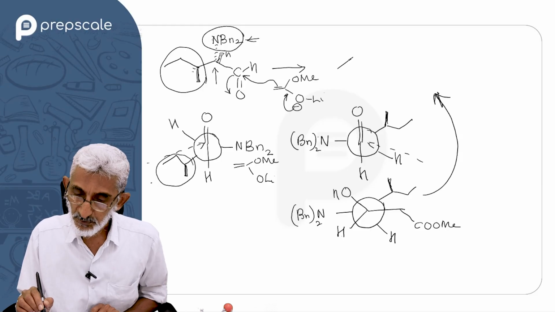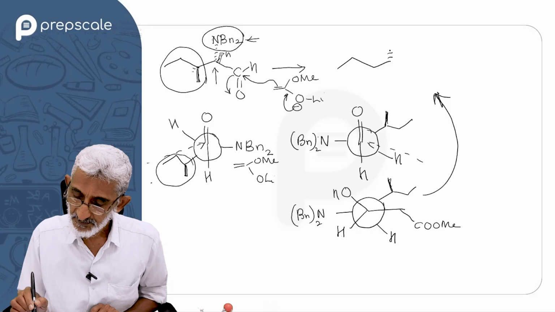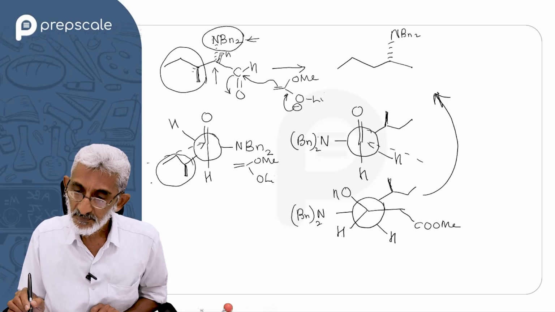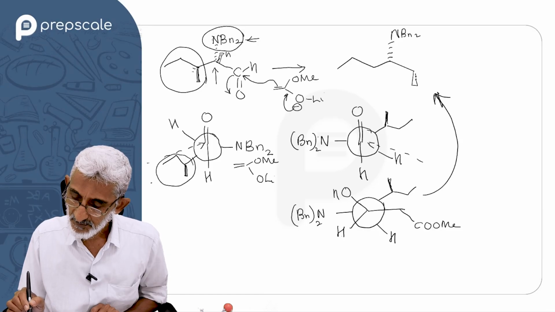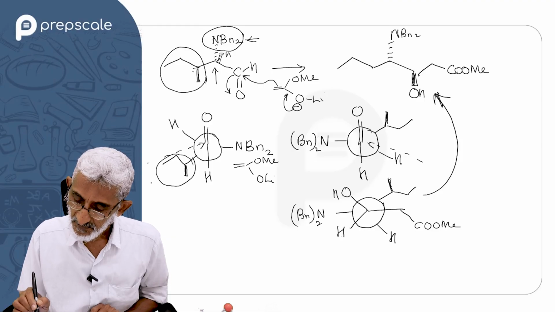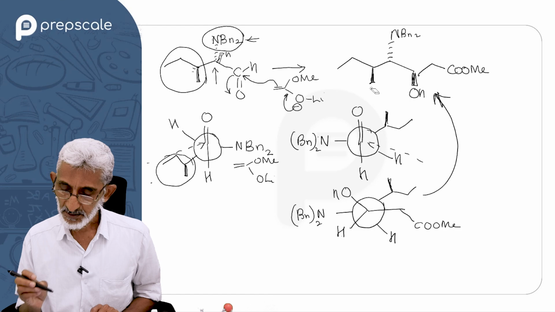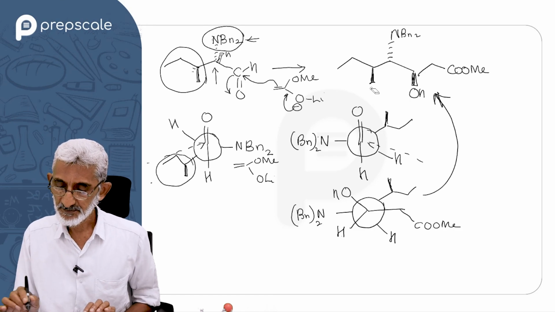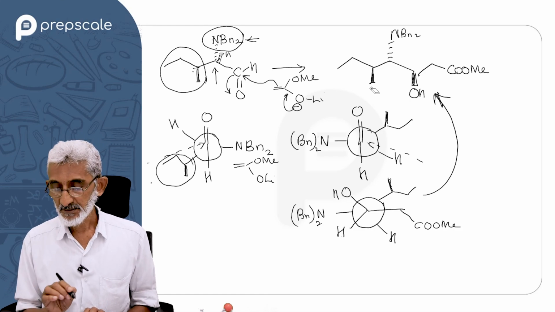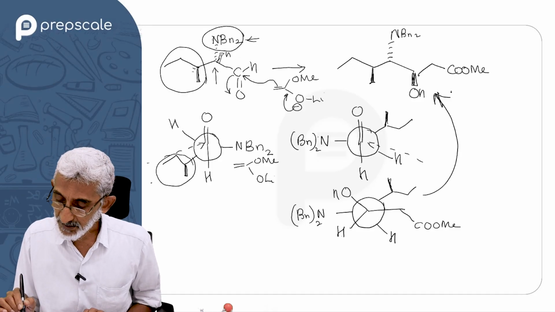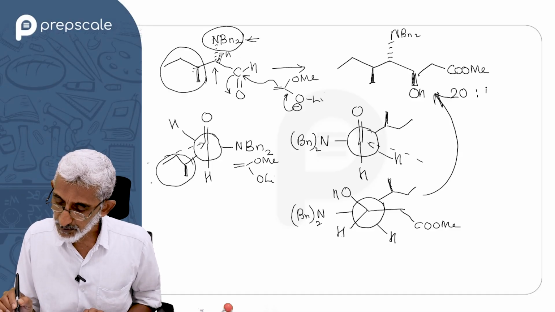The major product is this one, NBn2 with the OH to the front and COOMe. And this is CH3. So this is a major product. Okay. And remember, this is obtained in 20:1 ratio.